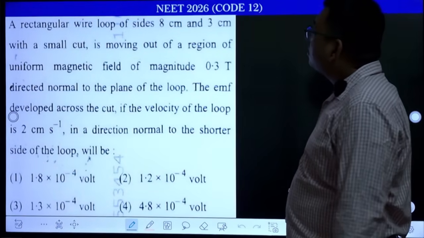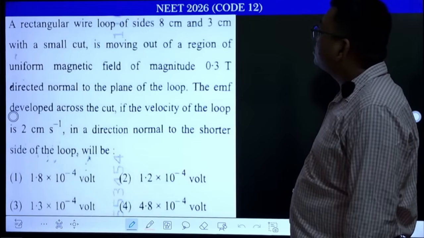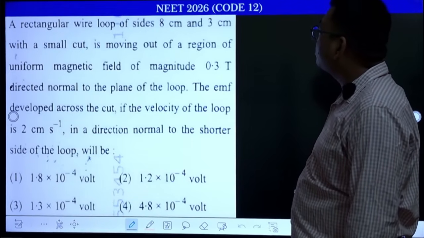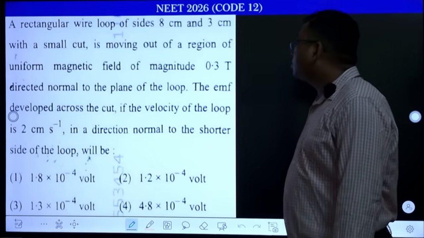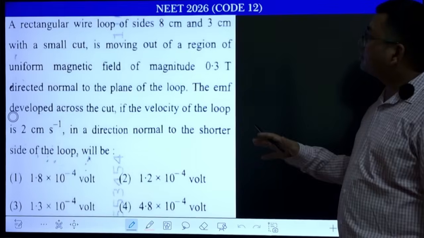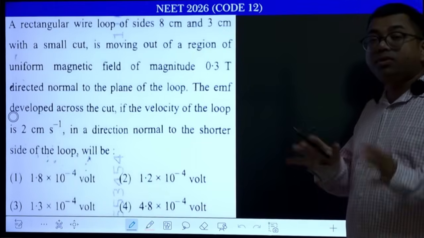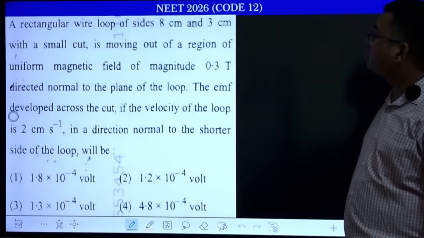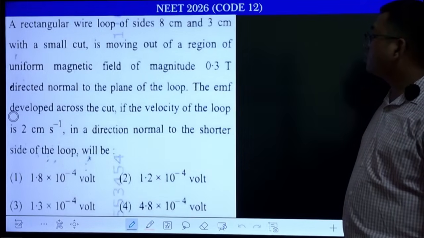A rectangular wire loop of sides 8 centimeter and 3 centimeter with a small cut is moving out of a region of uniform magnetic field of magnitude 0.3 Tesla, directed normal to the plane of the loop. So there is a rectangular wire, sides are given, a small cut is there. That means it's not a complete wire. Complete loop is not there. Okay, moving out of a region of uniform magnetic field of magnitude directed normal to the plane of that.